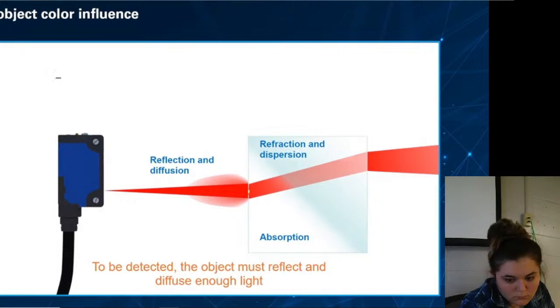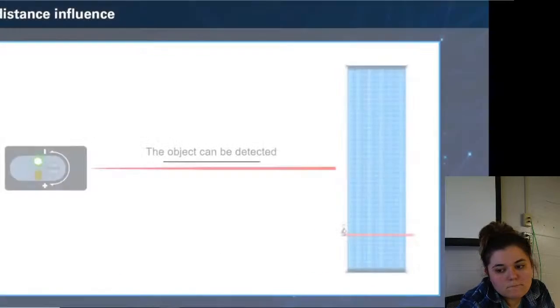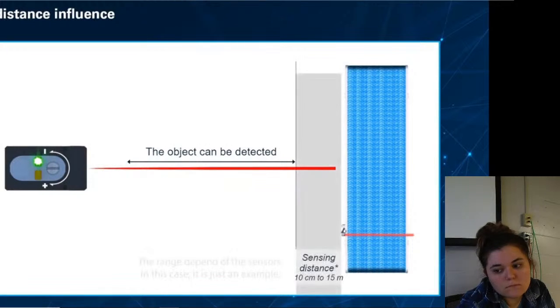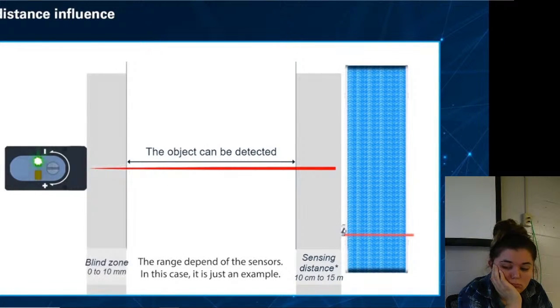That's why white objects could be easier to detect than gray or black ones. Opaque objects are easier to detect than the transparent ones. The object can be detected if it is within a zone delimited by the sensing distance, which varies with the type of object, the environment, and the characteristics of the sensor, and the blind zone, which varies from 0 to 10 millimeters according to the detection mode.